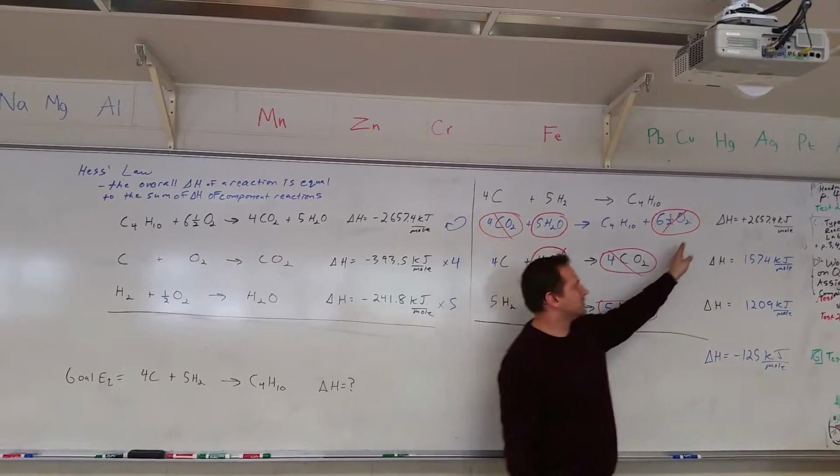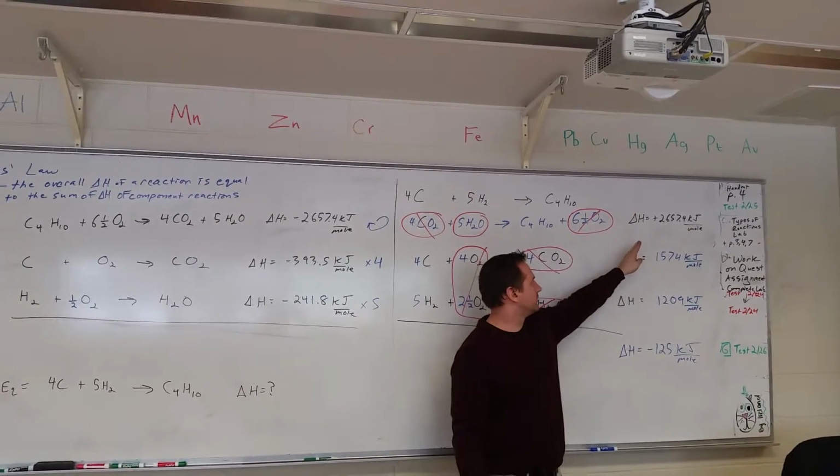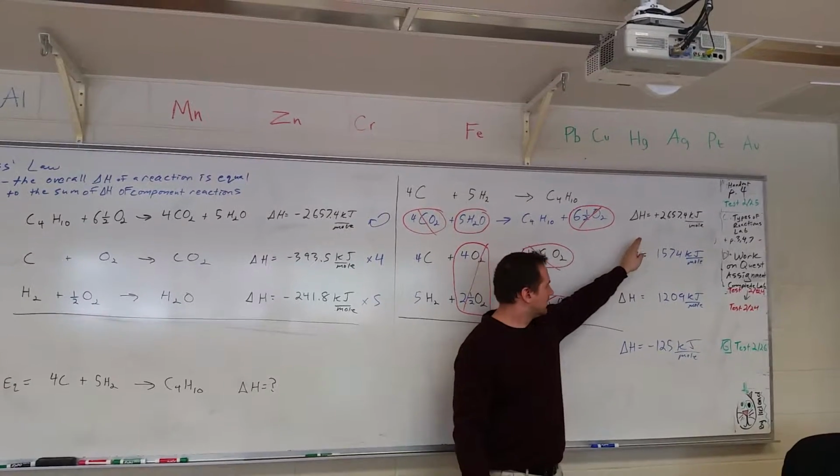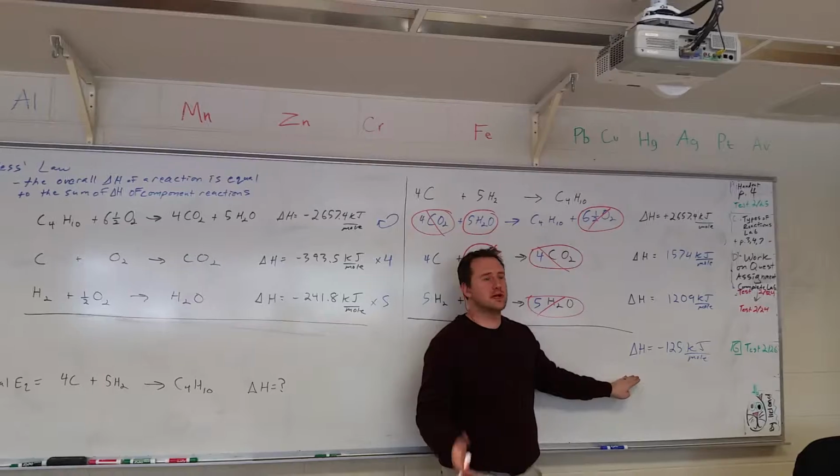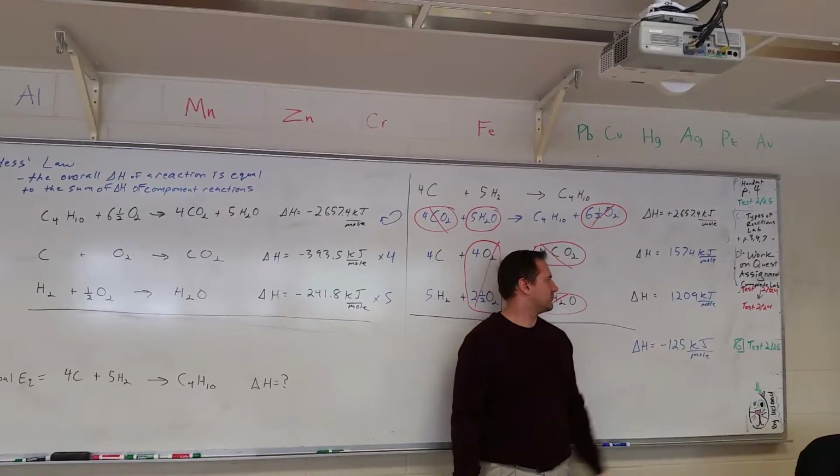And having made our manipulations to the equations and making these similar manipulations to our enthalpy changes, when we add up these enthalpy changes, we can determine that the total enthalpy change for the reaction is equal to -125 kilojoules.